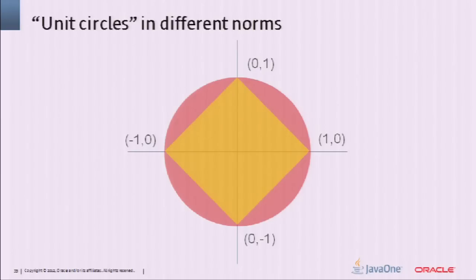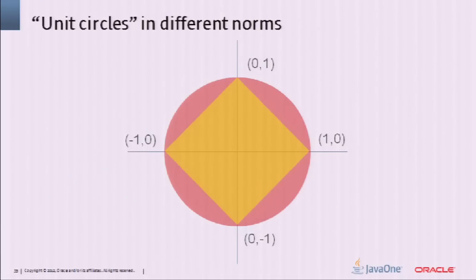Here is the unit circle under a different norm. Which norm is this that's pictured in the yellow square? 1. That's right, it's the one norm. Why is it the one norm? You're just adding up the distances, it's the taxicab metric. That's right. It's the Manhattan distance or the taxicab metric. And the boundary of the yellow square is all equal to 1.